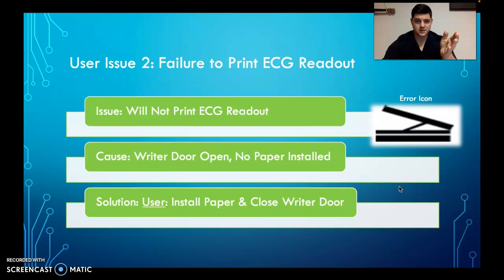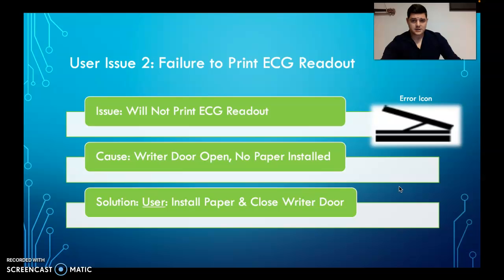So we do the physical inspection, the visual inspection once we get to the unit, and we notice this error icon. We also notice some other visual discrepancies with the device, being that the actual door itself to the printer lid is open, so the writer door is open, and the device is out of printer paper. So there is no printer paper installed in the device.